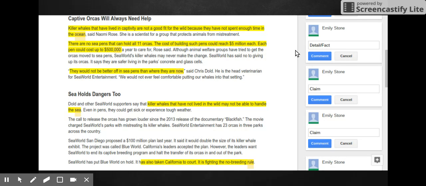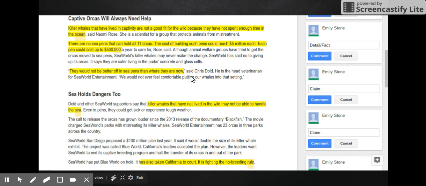So here it says there are no sea pens that can hold all 11 orcas. The cost of building such pens could reach $5 million each. Each pen could cost up to $500,000. Now this is just talking about money, how these pens aren't large enough to hold these orcas, so it's a supporting fact that helps support the main idea. It's not just going to be a good fit, it just doesn't make sense for the amount of money that it's going to cost.